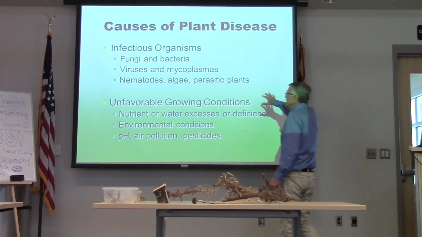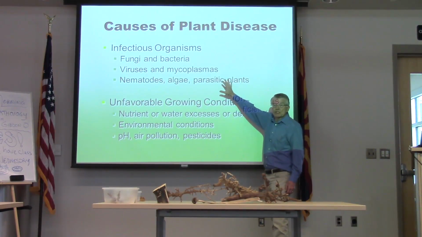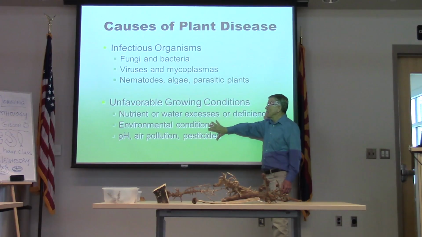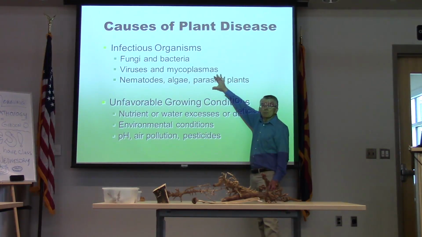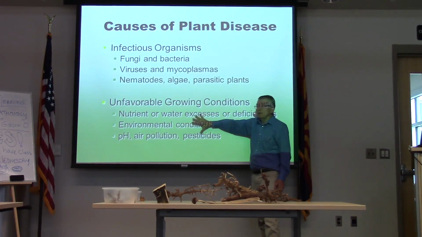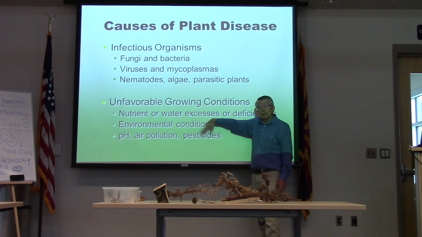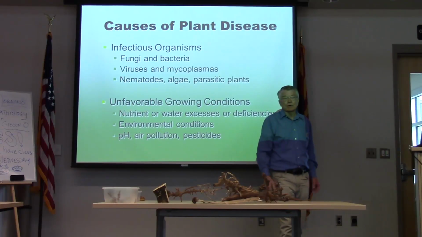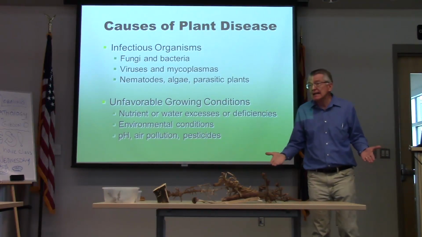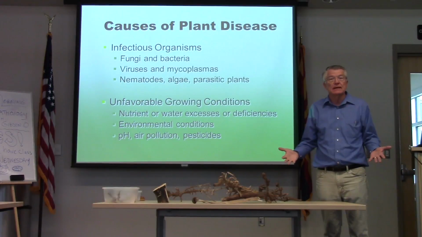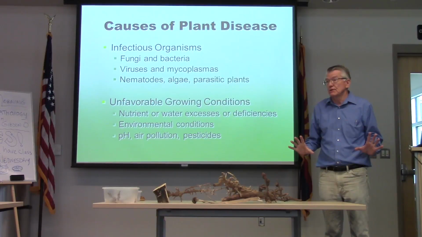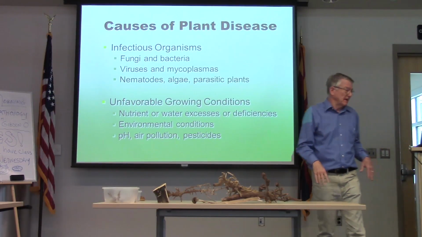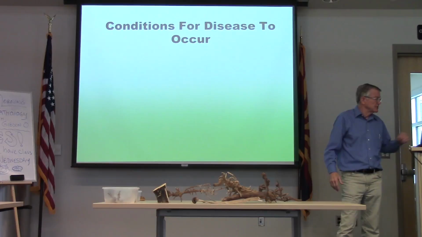These are all infectious organisms that can cause diseases in plants, and these are some of the unfavorable growing conditions or environmental conditions. We would call these biological, and these would be non-biological. And sometimes in the literature you may encounter the words biotic, B-I-O-T-I-C, and others may be abiotic or not biological. Biotic and abiotic. Sometimes we see that in the literature.